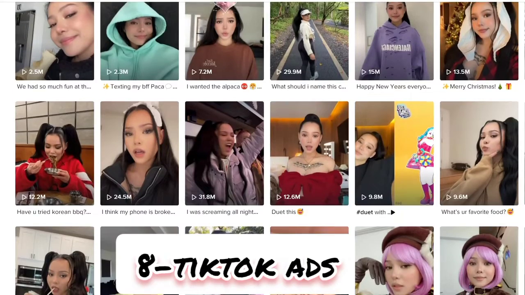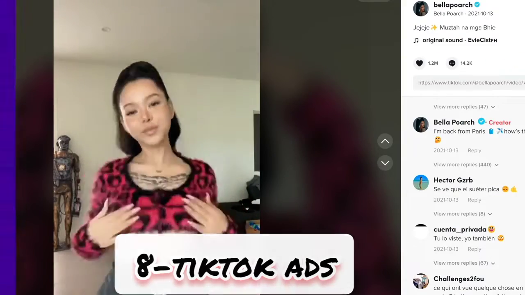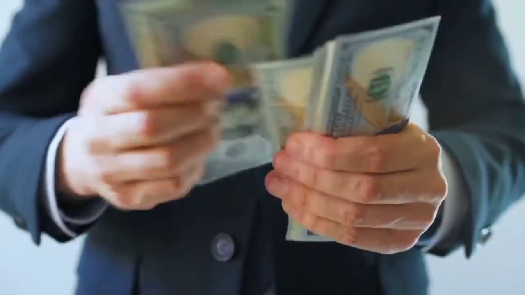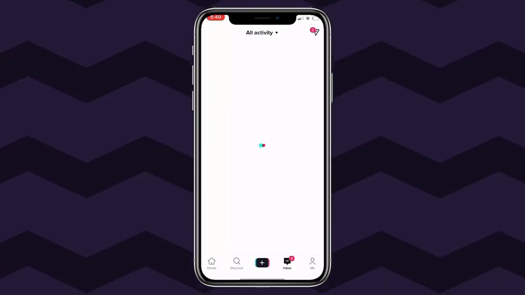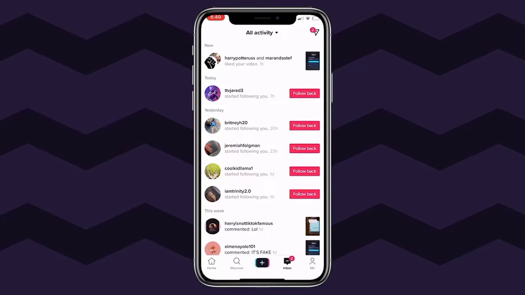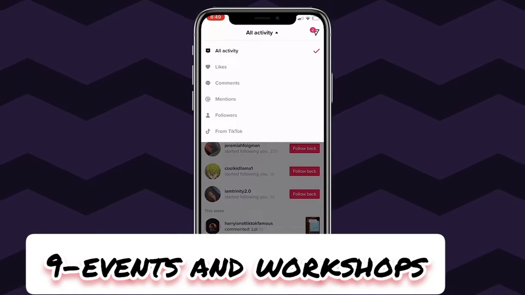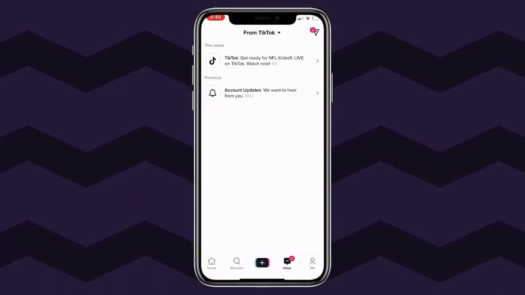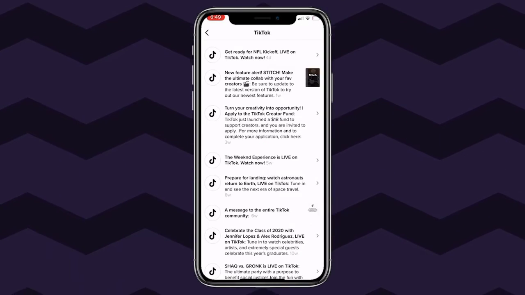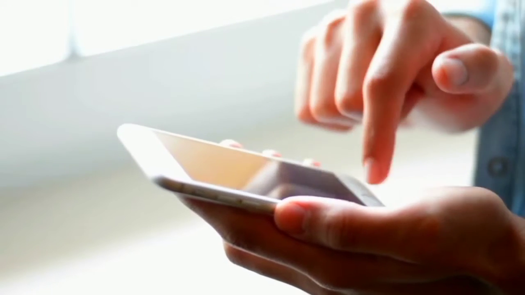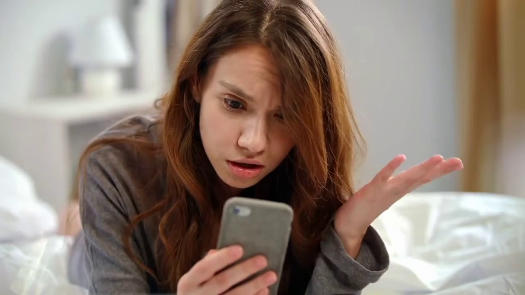8. TikTok ads platform. Utilize TikTok's self-serve ads platform to promote products or services targeting a specific audience. 9. Events and workshops. Host paid events or workshops on TikTok Live, sharing valuable content or skills with your audience.